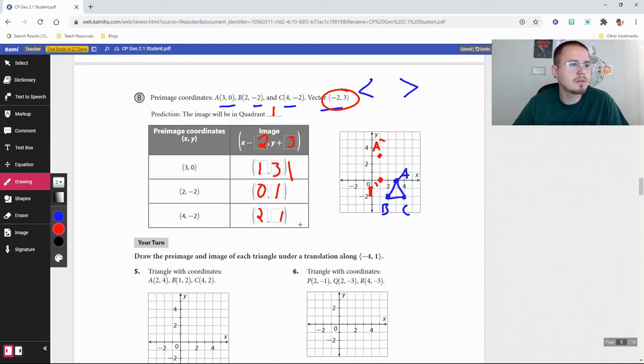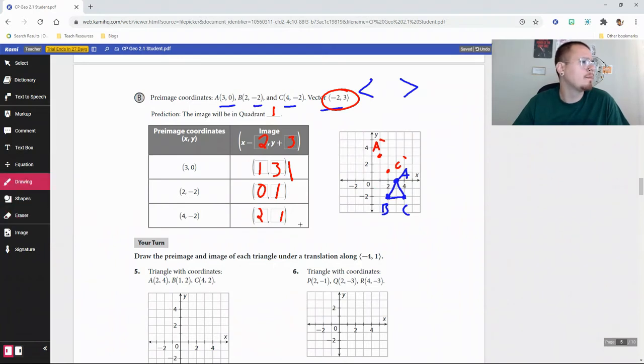(2, 1). Wait, that doesn't seem right. One of these is off. Oh, duh. I graphed this point wrong, guys. My bad. Let me plot C prime real quick because I messed up my B prime. We all make mistakes. Everybody has those days.